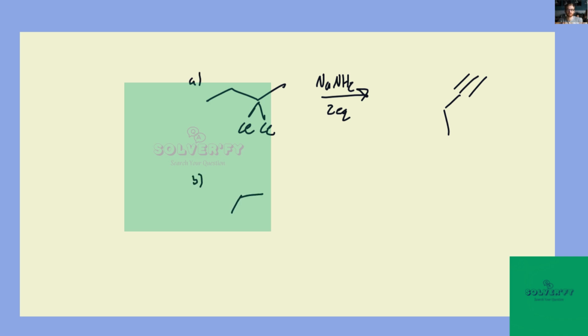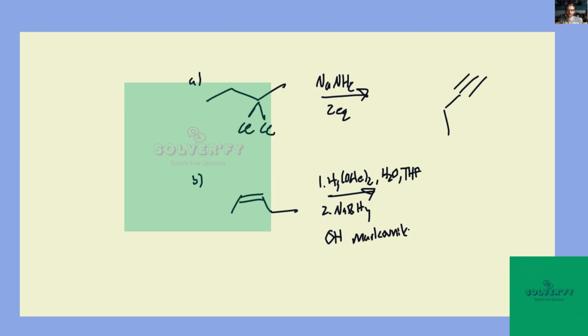Next, we have this alkene, and we're reacting it with mercury acetate and water and THF, and then hitting it with sodium borohydride. And this is the oxymercuration demercuration reaction. It installs a hydroxyl. It does so in Markovnikov fashion, right? And it will also add anti.